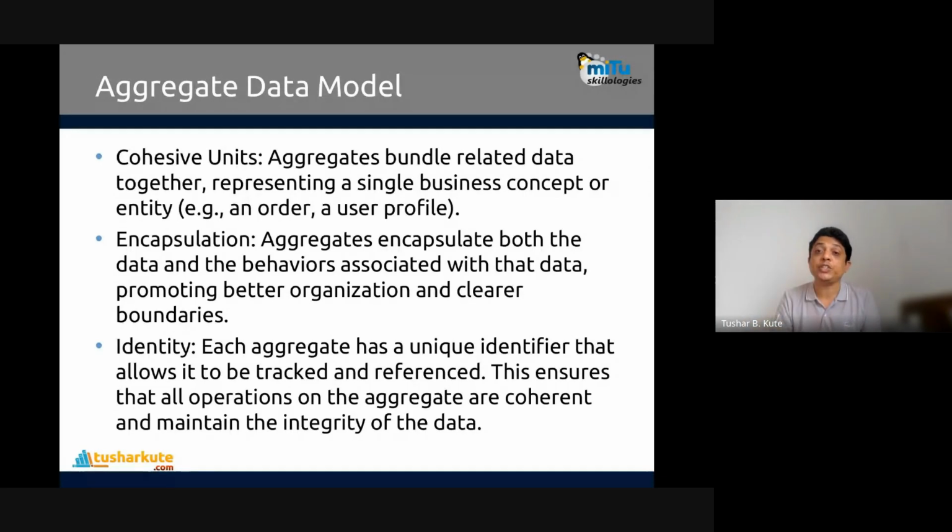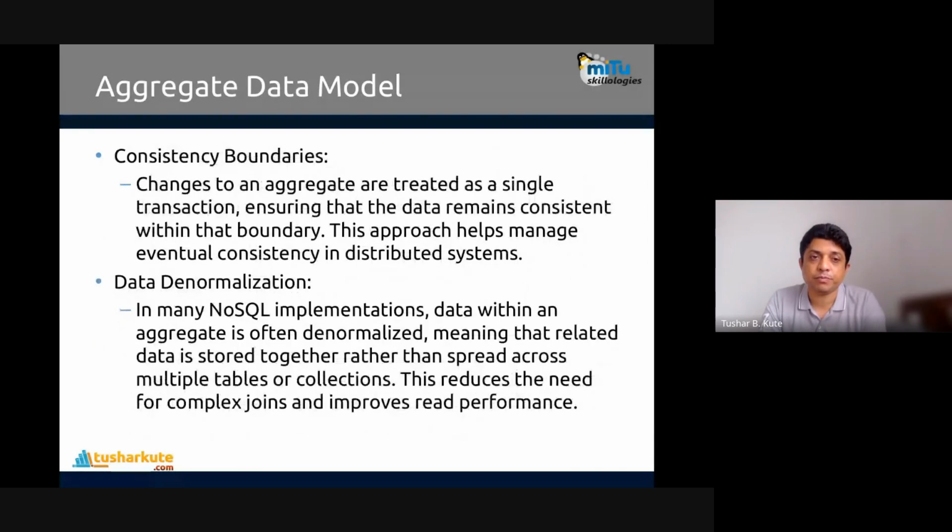That will be present inside the aggregate data model. These topics are required to be considered while designing the data models. Now, there are a few things the developer has to consider. I want to store data in a systematic, organized way, but in a non-structured way. For that purpose, aggregate data models are used. The first thing considered is consistency. Changes to the aggregate model are treated as a single transaction, ensuring that data remains consistent within its boundary. This approach helps to manage eventual consistency in distributed systems. We know what consistency is. The ACID property says it should be consistent in a systematic, organized way when transactions are being performed on the database.